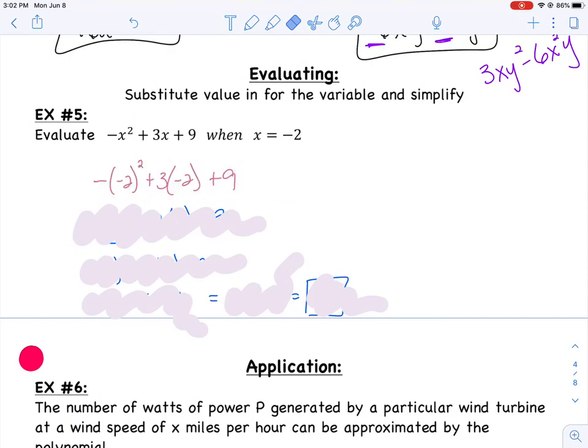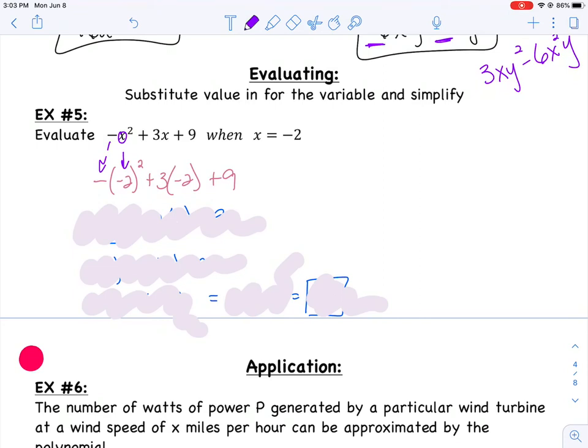So I'm going to rewrite the problem where I'm going to take out the x's and I'm going to substitute in a -2. Now, I already had a negative to begin with, so keep that there. I'm going to take out the x and I'm going to plug in a -2. So I really have a negative and then a (-2) squared, because the x is the only thing that's squared in that first term, plus 3 times a -2 plus 9.